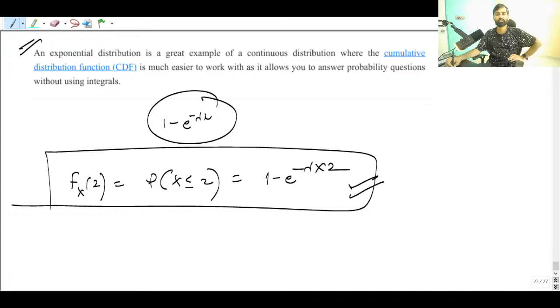So it is very simple. You don't have to integrate here. No need to integrate. Okay, directly you can plug in here. Okay, the answers.